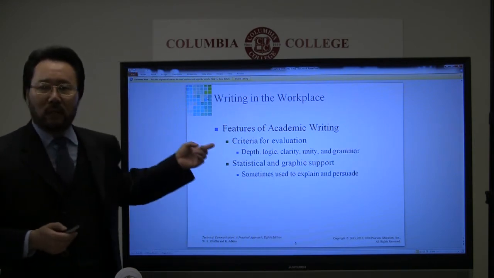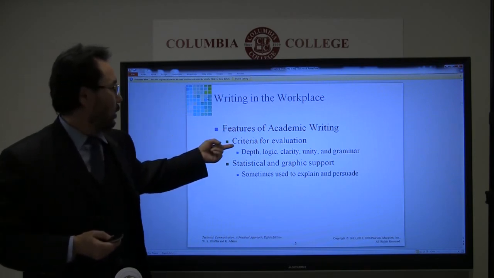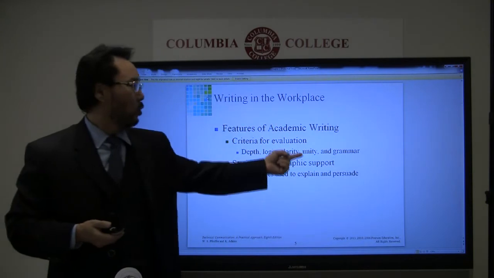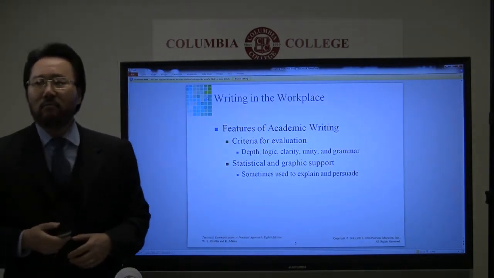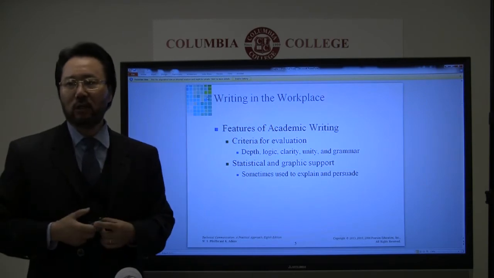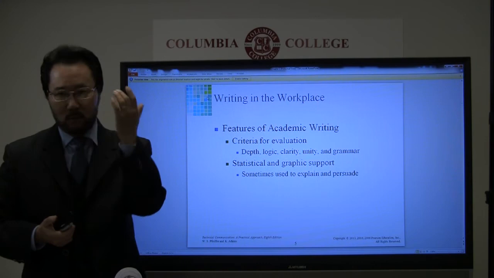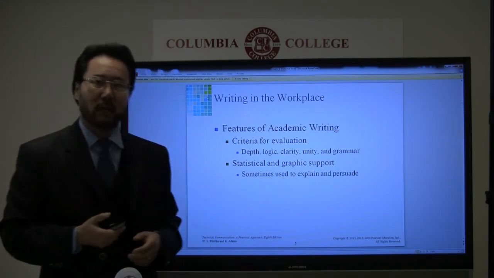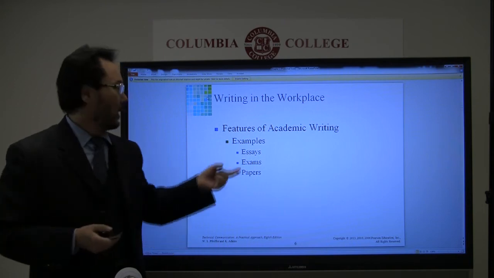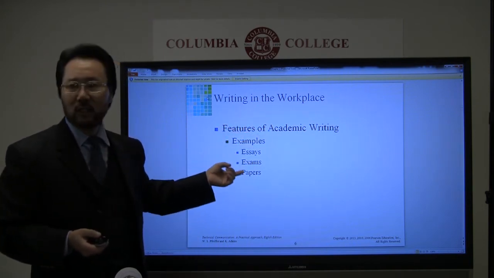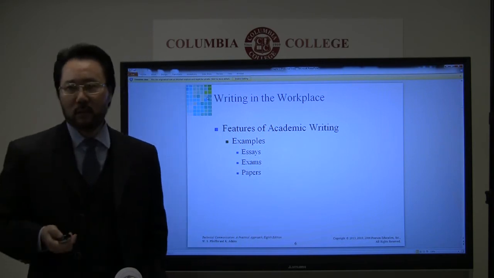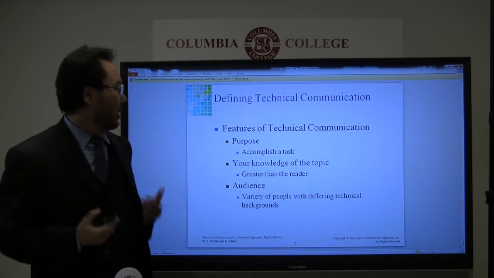Also, in academic writing, the criteria for evaluation will be how much you know, depth of your knowledge, logic, clarity, unity, and some grammar. And we don't really use that much graphic or statistical information in our academic writing, unless it is a term paper or capstone paper we submit at the end of the quarter or semester. We are still in academic writing, which involves essays, exams, and papers, which you are probably used to in your school environment. Now we are going to technical communication.